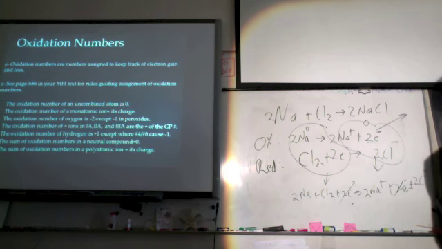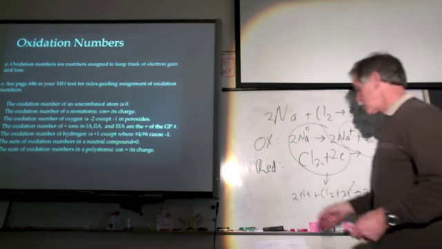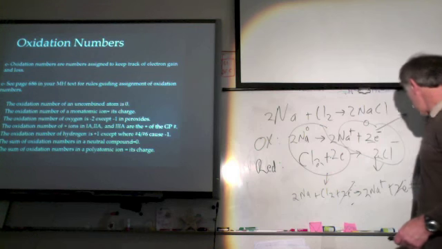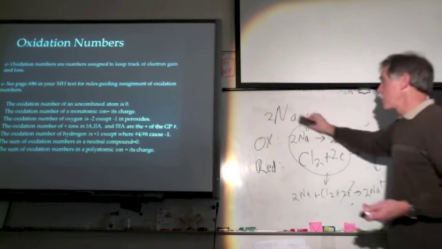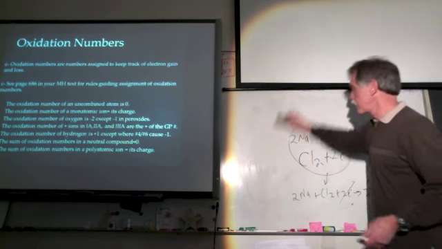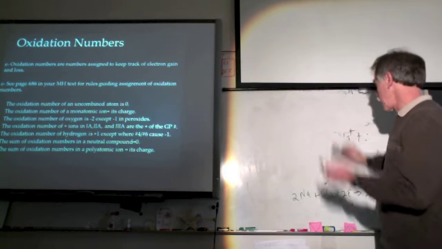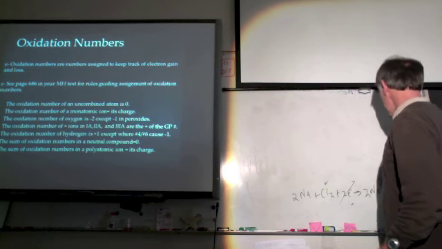Oxidation numbers. This is a big thing in this chapter. It's going to amount to about 30 or 40 points on the quiz and test. And really the rest of the stuff we do is going to deal with oxidation numbers. So you should spend a lot of time working on this. It may not take you a lot of time.